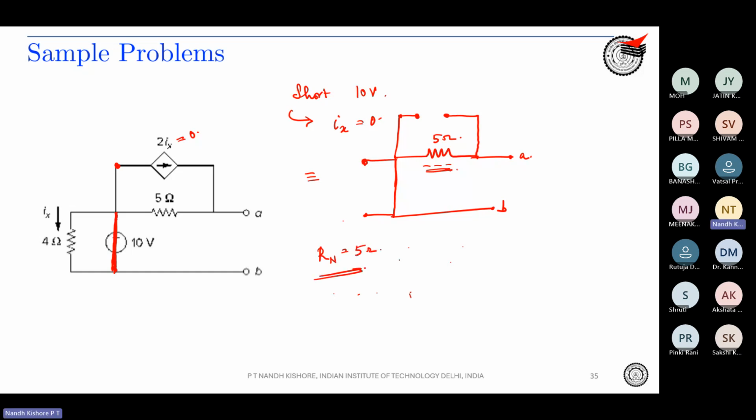Did you get it? Everyone? Simple question. Just short the voltage source and the answer is done. Ix is 0 means 2Ix is also equal to 0.